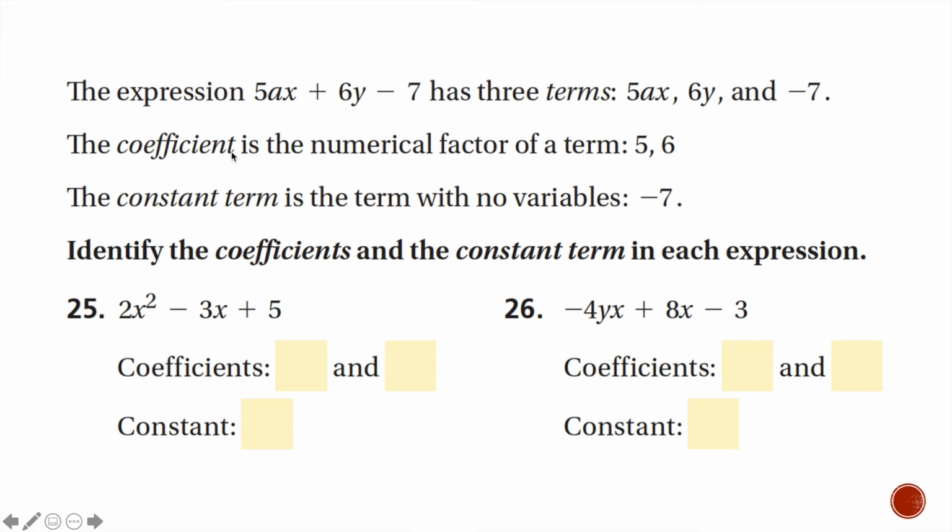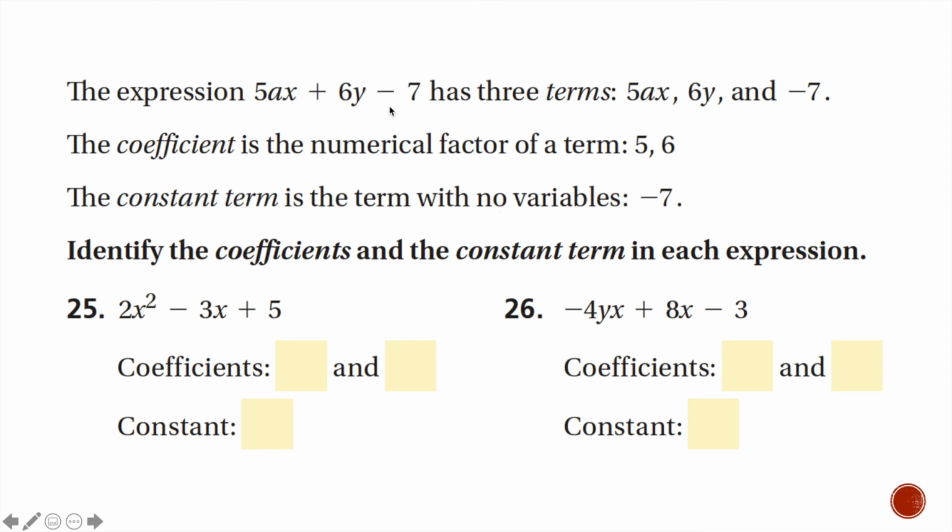The coefficient is the numerical factor of a term. In this case, it's 5 and 6. Notice, this is a fancy way of just saying, hey, it's the number that's being multiplied by the variable. So we have the 5 that's being multiplied by a variable, and the 6 that's being multiplied by a variable. It doesn't matter what the variable is, if it's the a, the x, or the y, as long as it's being multiplied by a variable, that number will be a coefficient. And then you have the constant term, which is the term with no variables.